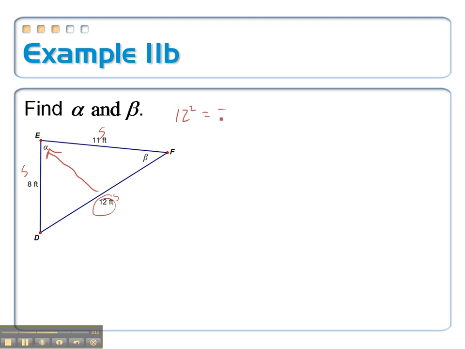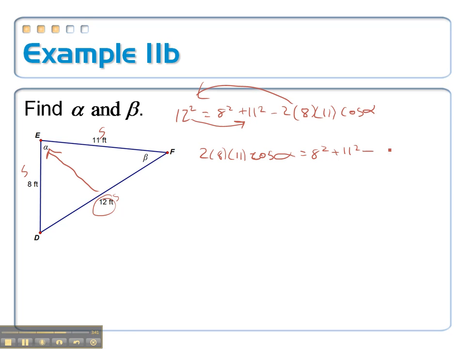12 squared equals 8 squared, plus 11 squared minus 2 times those two sides, 8 times 11, times the cosine of, well, I'll go ahead and use alpha. Add that to this side, subtract that from this side, and I have 2 times 8 times 11 cosine alpha equals 8 squared plus 11 squared minus 12 squared. And then I'm just going to divide both sides by 2 times 8 times 11.